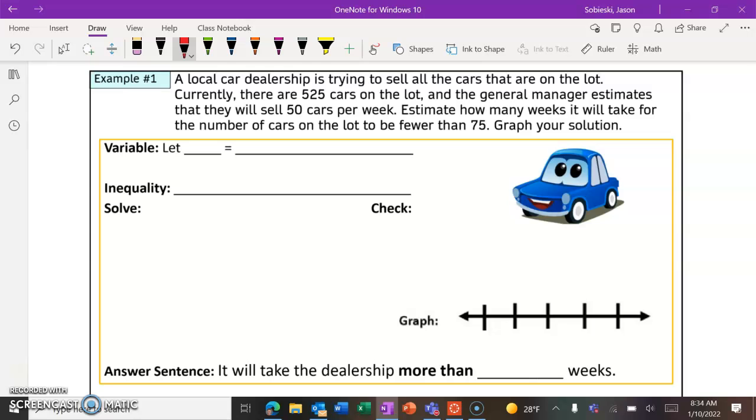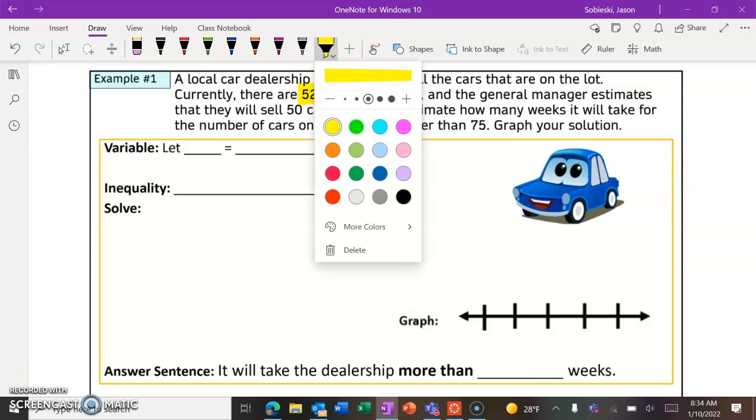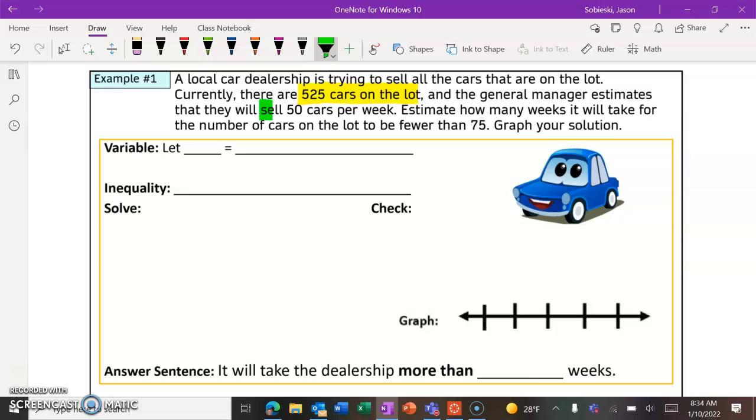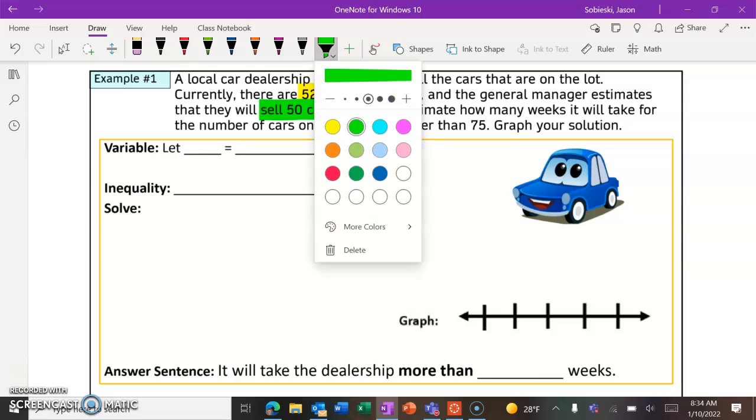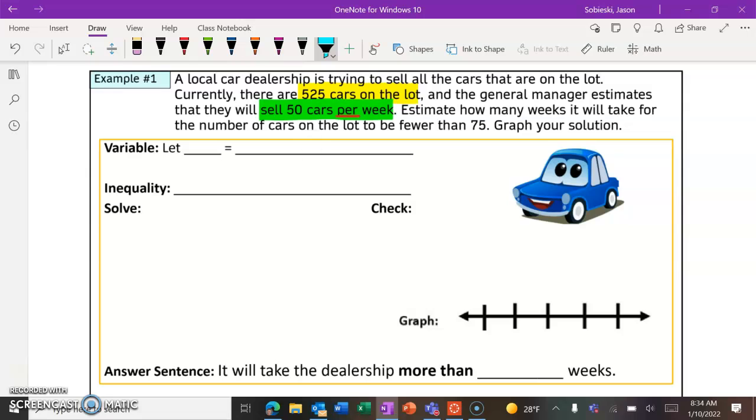So example 1, there's this car dealership and they're trying to sell all of their cars. There are currently 525 cars on the lot, and the manager thinks that they can sell or get rid of 50 cars per week, right? So just like when we were doing equation word problems, there's our word per. That's going to be our multiplying word. They want us to estimate how many weeks it will take to get the number of cars on the lot to be fewer than 75.